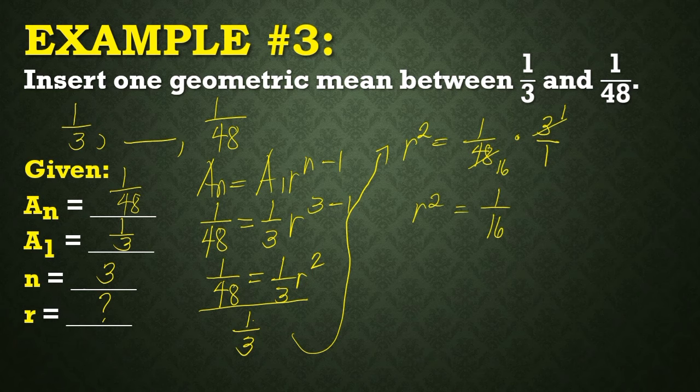Next, we extract both sides. So, the value of r, our common ratio is positive, negative. So, the square root of 1 is 1. The square root of 16, that is 4. So, our common ratio is positive, negative, 1/4. Now, to check.